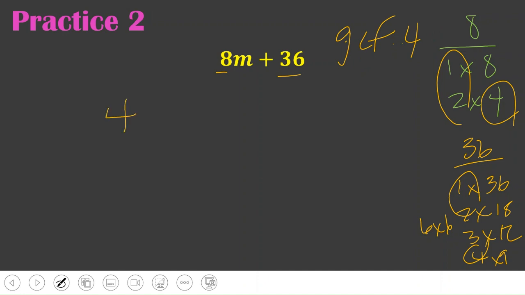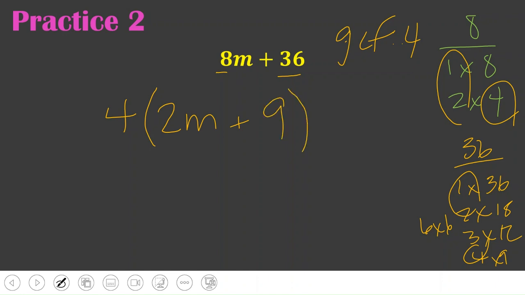So the 4 comes on the outside, and I'm going to do this verbally, just as another way to approach it. I'm trying to divide 4 out of 8. So 8 divided by 4 is 2, times m, plus 36 divided by 4 is 9.